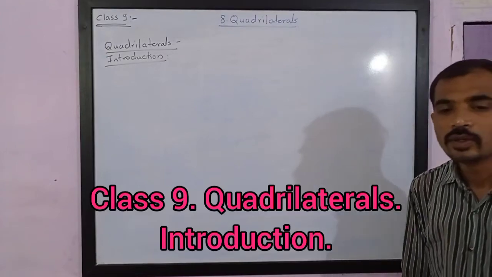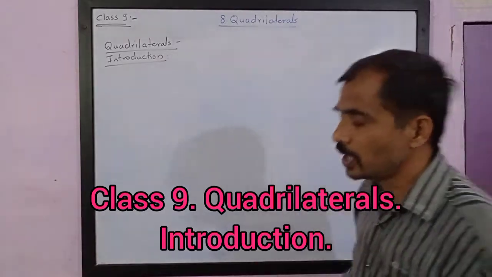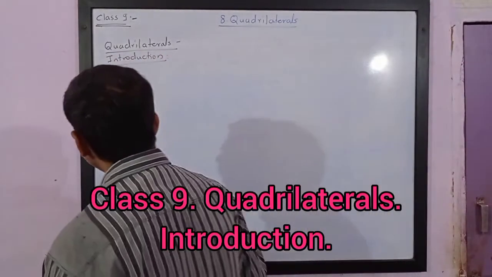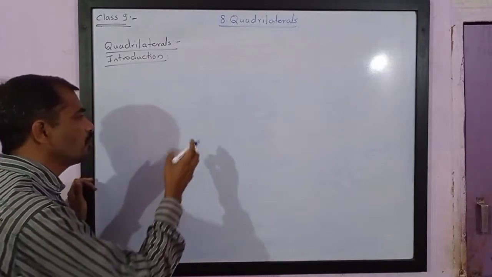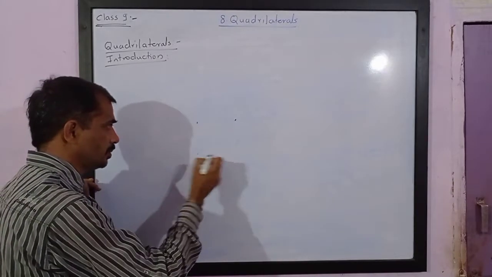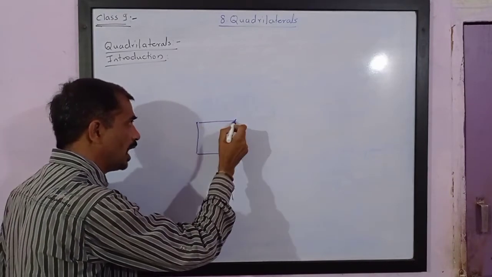Dear friends, we are now going to study in class 9 the next chapter, that is quadrilateral. In quadrilaterals, let us understand what the quadrilateral means. See, if 4 points are there, please note I have placed 4 points which are not in line.